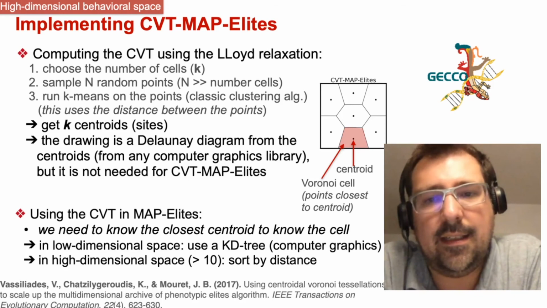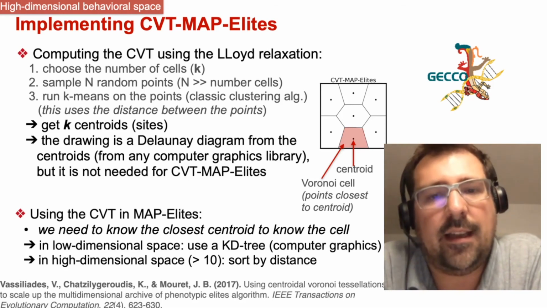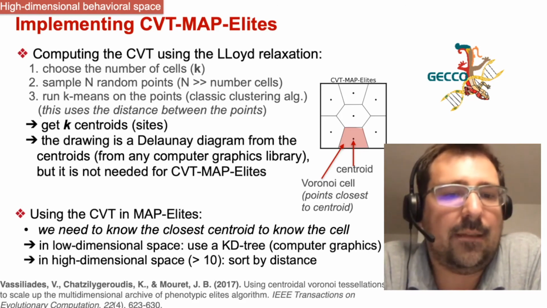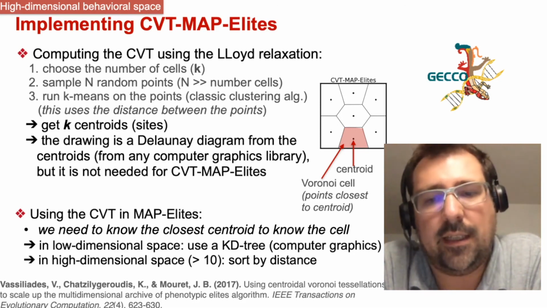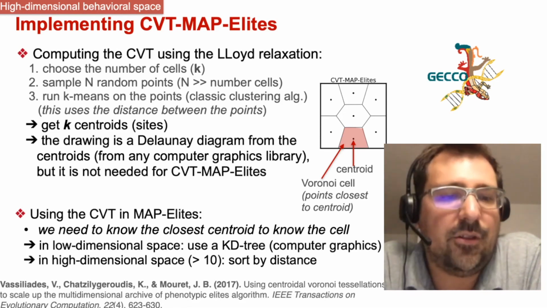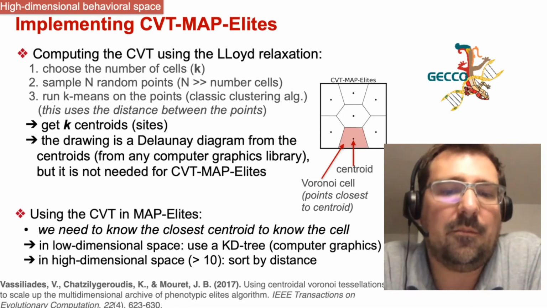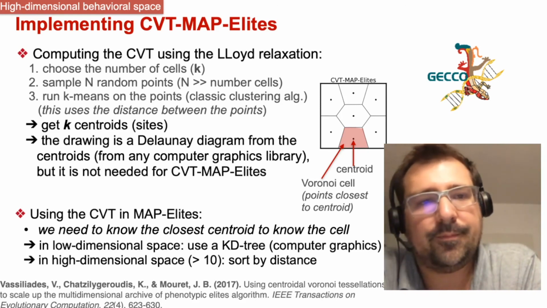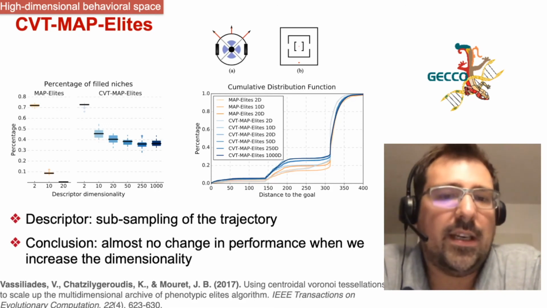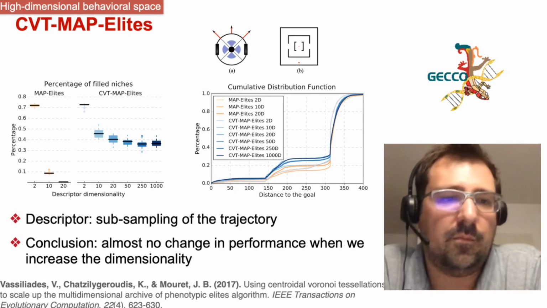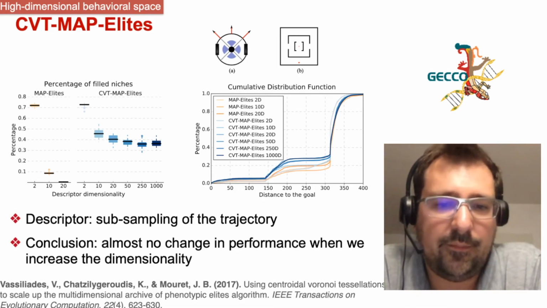What you only need is to be able to say, okay, I have a new individual, I know its behavior description, in which cell does it belong, which is a nearest neighbor query. That can be easily solved in low-dimensional spaces using a KD-tree, which again is available in most libraries, or in high-dimensional spaces, actually, sometimes even better than the KD-tree is just to sort by distance, which is like 2 lines of code. And using this, we can really scale up to high-dimensional behavioral descriptions without essentially any change.